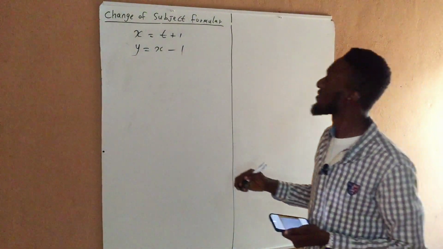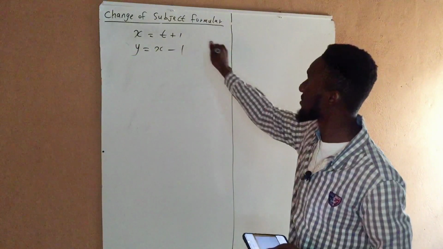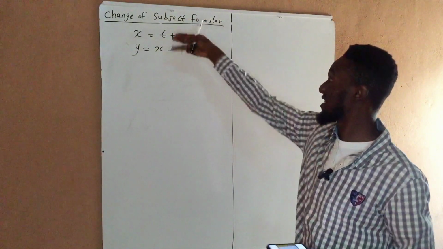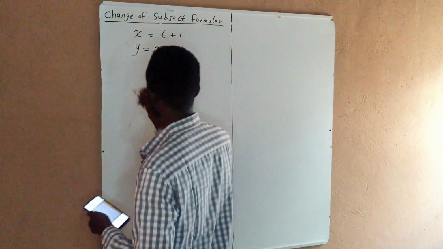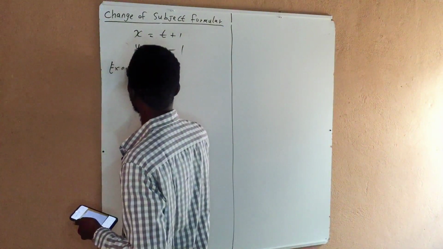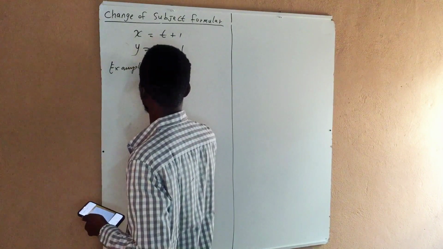Now, the process of rearranging and making different variables the subject is what we call change of subject formula. Now, let's look at an example. Examples.